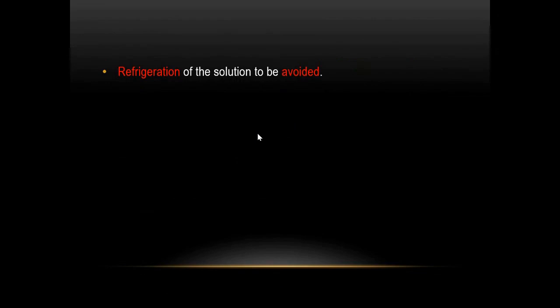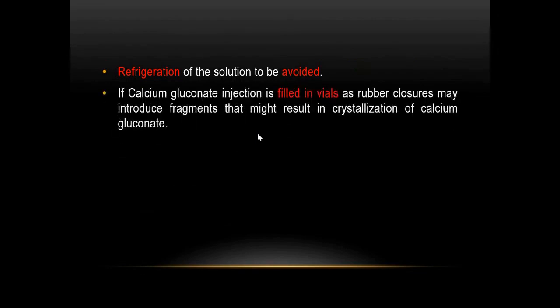Refrigeration of the solution is to be avoided because cool condition favors the formation of crystals, and if the calcium gluconate injection is filled in vials, the rubber closure may introduce fragments that might result in the crystallization of calcium gluconate. So if you are going to fill this calcium gluconate in vials which have rubber closures, then during some period the fragments of the rubber closure are going to enter into your solution. So again, these fragments of the rubber closure will be responsible for formation of crystals. So that's why we are never going to store this calcium gluconate in vials. This calcium gluconate injection must always be stored in ampoules.